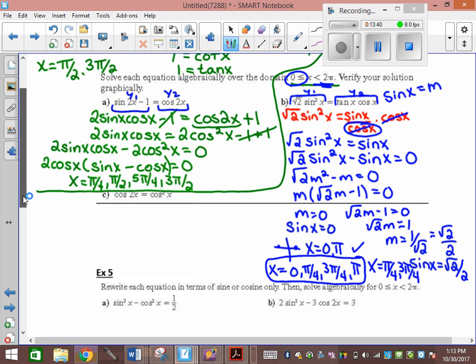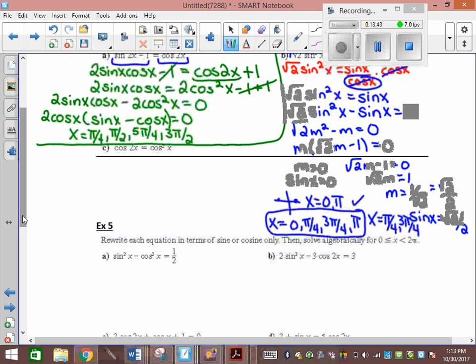So let's look at C. C is cos 2x equals cos squared x. Now, cos 2x has 3 formulas. There's the cos squared x minus sine squared x formula. There's the 2 cos squared x minus 1 formula. There's the 1 minus 2 sine squared x. I can tell you right now the one I for sure wouldn't pick is the 1 minus 2 sine squared x because it's not going to make it any prettier.